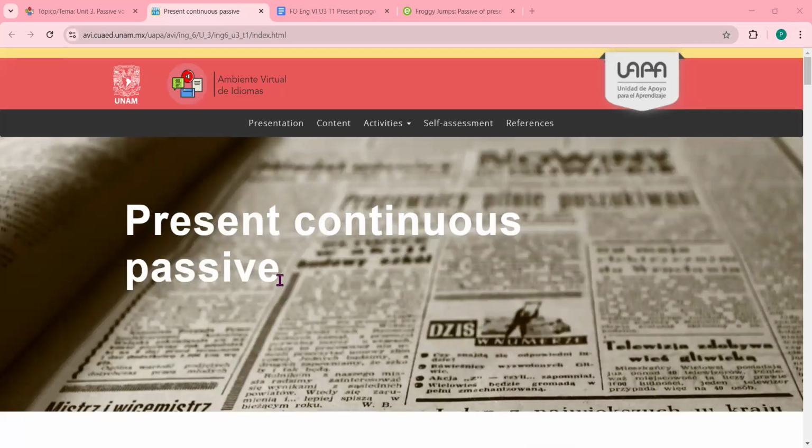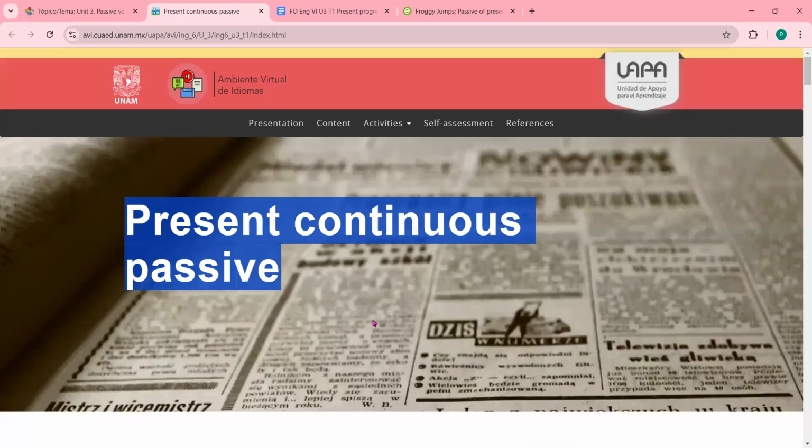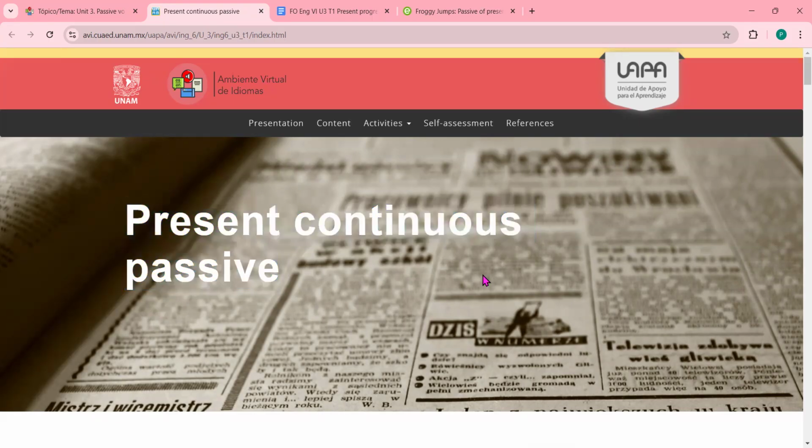Welcome to present continuous passive lesson. Present continuous, or present progressive, is the tense. Here we go. There are two ways to use this tense.